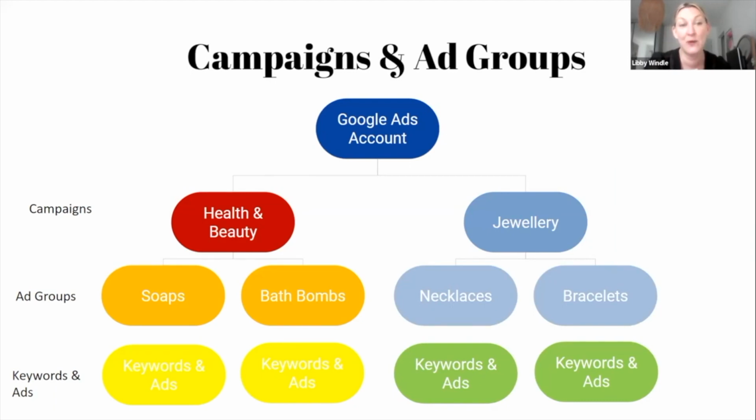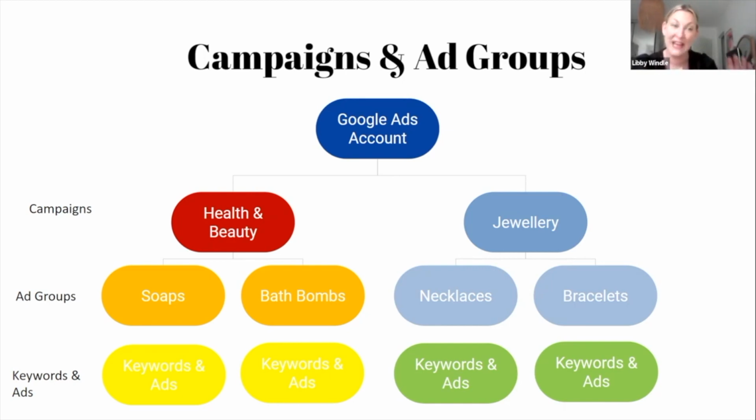So here's an example where I've got a client who sells multiple different types of products. So I've created a campaign for health and beauty. I'm going to put all their health and beauty products in there. And then jewelry is something else they sell. So I'm going to create a totally separate campaign for that. And then let's focus on health and beauty. So within there, I'm then going to break out all the different types of health and beauty products that they sell and put them in ad groups, aka subfolders. So soaps, bath bombs, shampoo, conditioner, they should all have their own ad group.